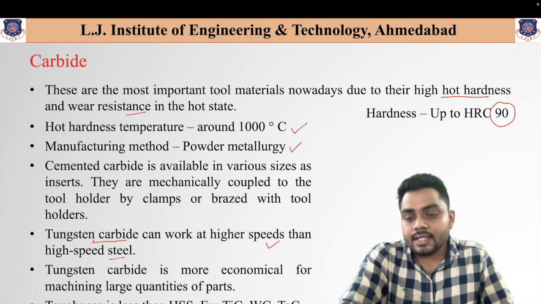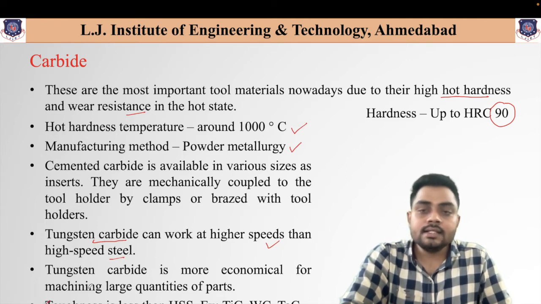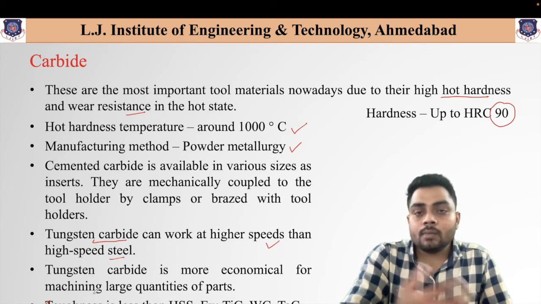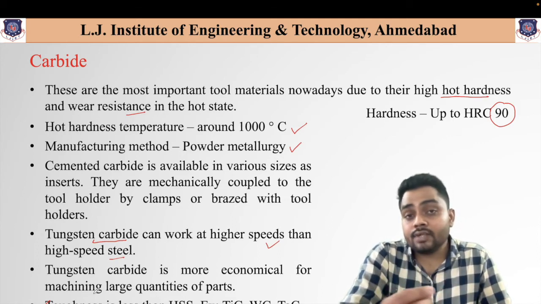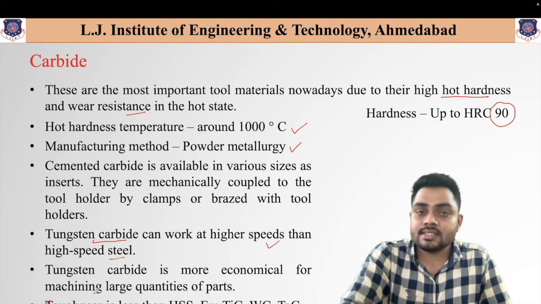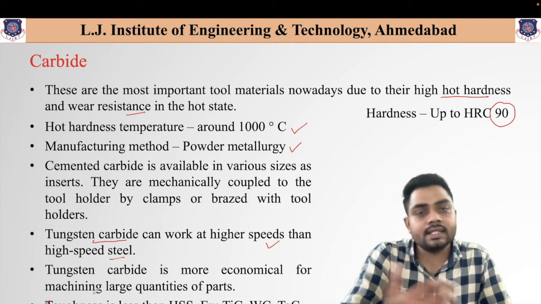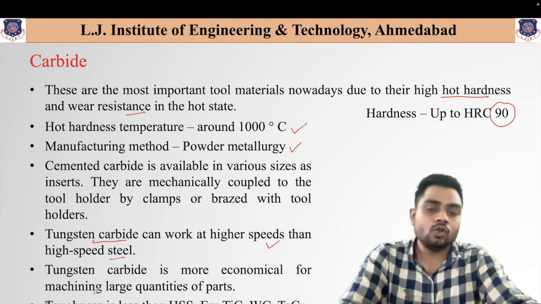Its toughness is less than the high speed steel, because it is manufactured by using the powder metallurgy process, and the components that are manufactured by the powder metallurgy process are comparatively brittle, and that's why their toughness is comparatively lower.